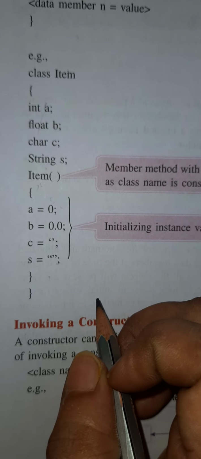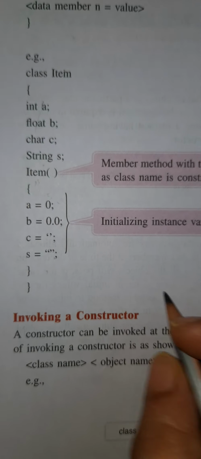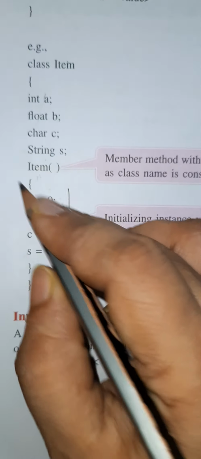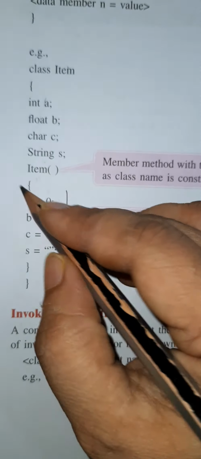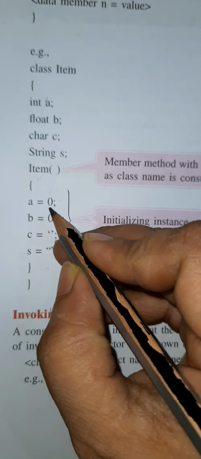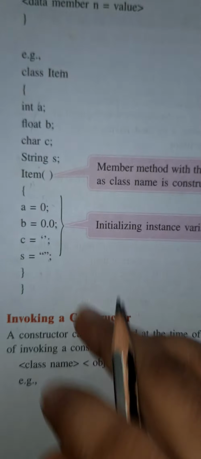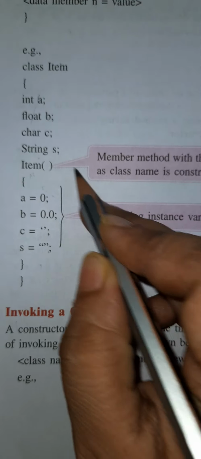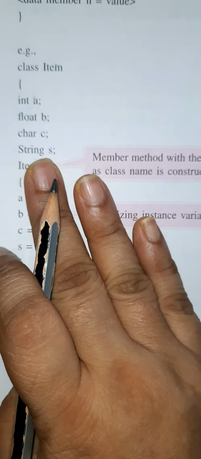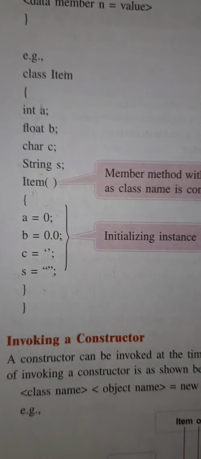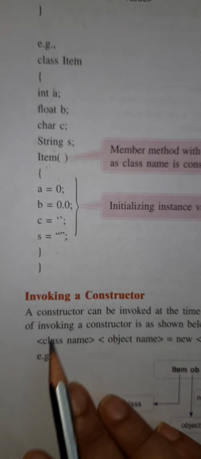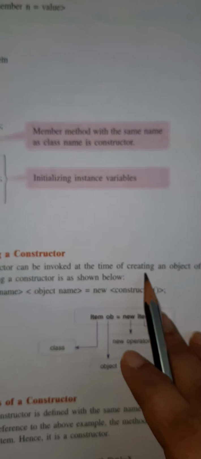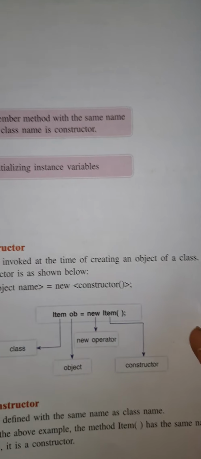the calculate method, in that case what will happen? The pointer will come to the constructor and it will take the value. If I am not giving the value, then it will go to the constructor, the initial part, take the value from there and execute, and it will give you the output. So invoking a constructor: a constructor can be invoked at the time of creating an object of a class.